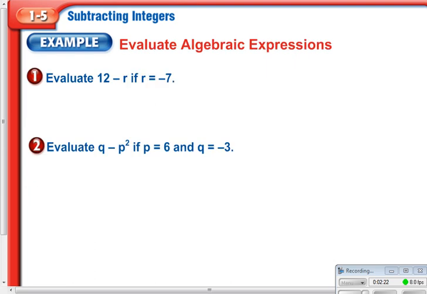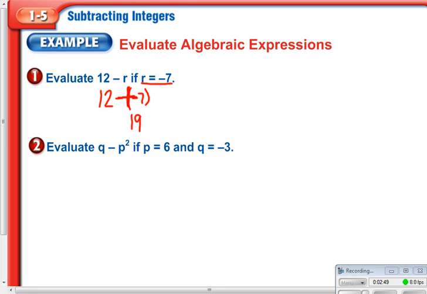Next two examples, we're going to go ahead and use some substitution here. So we are going to substitute in for r. We have 12 minus, now here's what we put in for r. r is negative 7. Again, two negative signs right next to one another, so we get a big plus sign, and we have 12 plus 7 is 19.